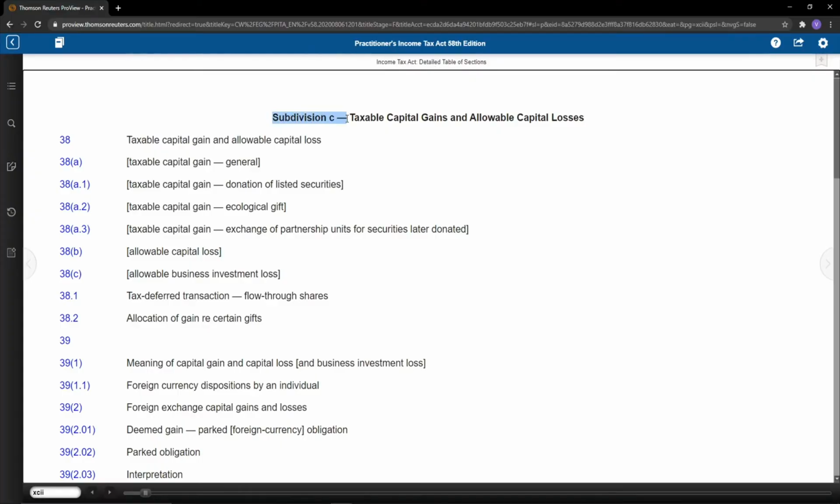Subdivision C, you can recall, stands for capital gains and capital losses. Or to be technically correct, it's taxable capital gains and allowable capital losses. But I always remembered it by saying C stands for capital. Do you remember where it begins? If not, that's okay. Go back to the detailed table of sections and flip the pages until you get to subdivision C. Eventually you'll arrive at subdivision C, taxable capital gains and allowable capital loss. And you will see that it begins at section 38.